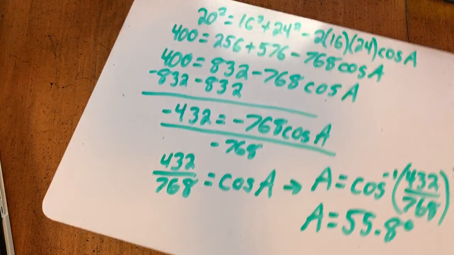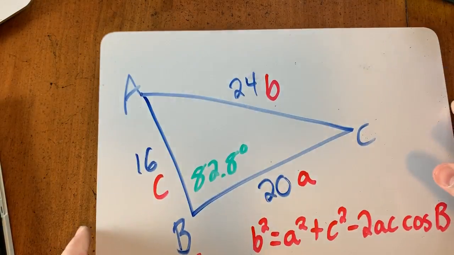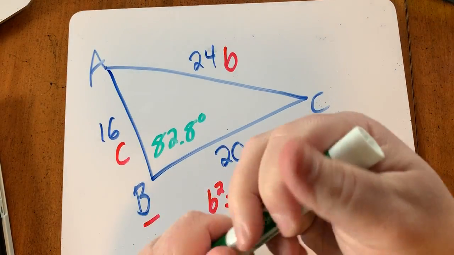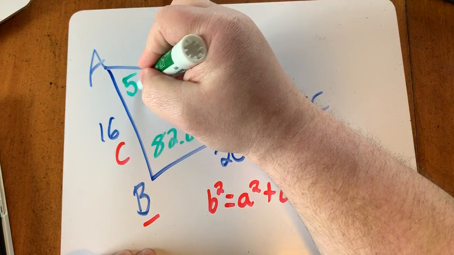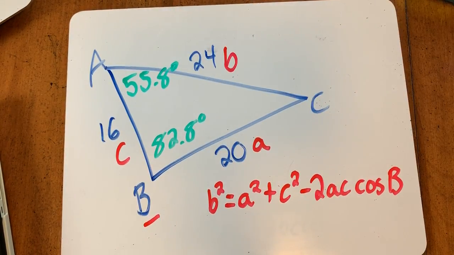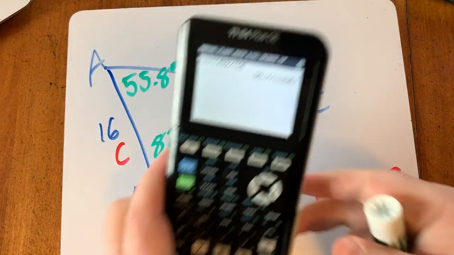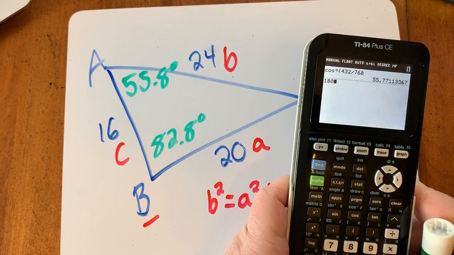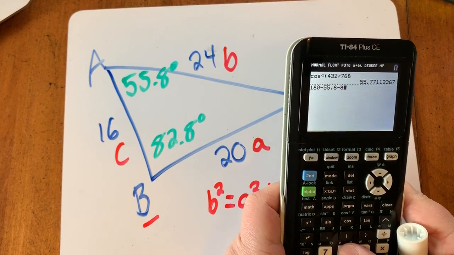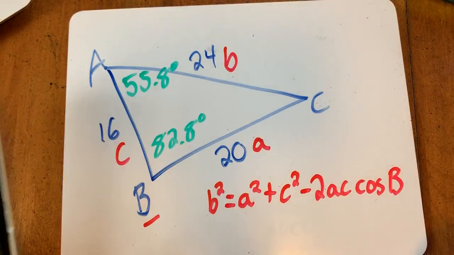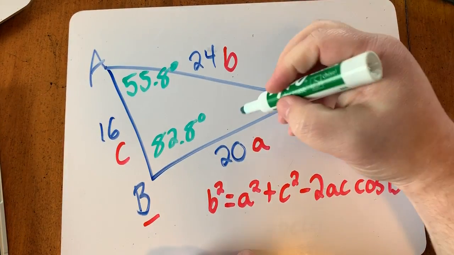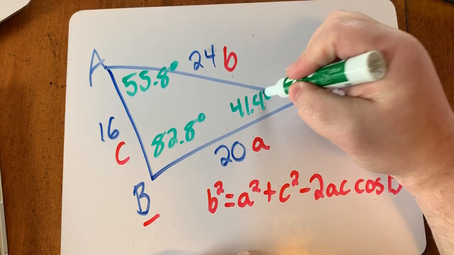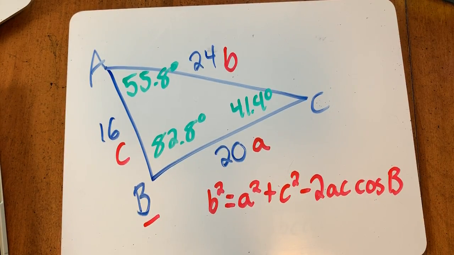So we've got angle A, we've got angle B. So angle A is 55.8 degrees. And for angle C, we have two angles. Subtract them from 180. 180 minus 55.8 minus 82.8 leaves us with 41.4. All right. So that's solving a triangle using the law of cosines when you have all three sides.